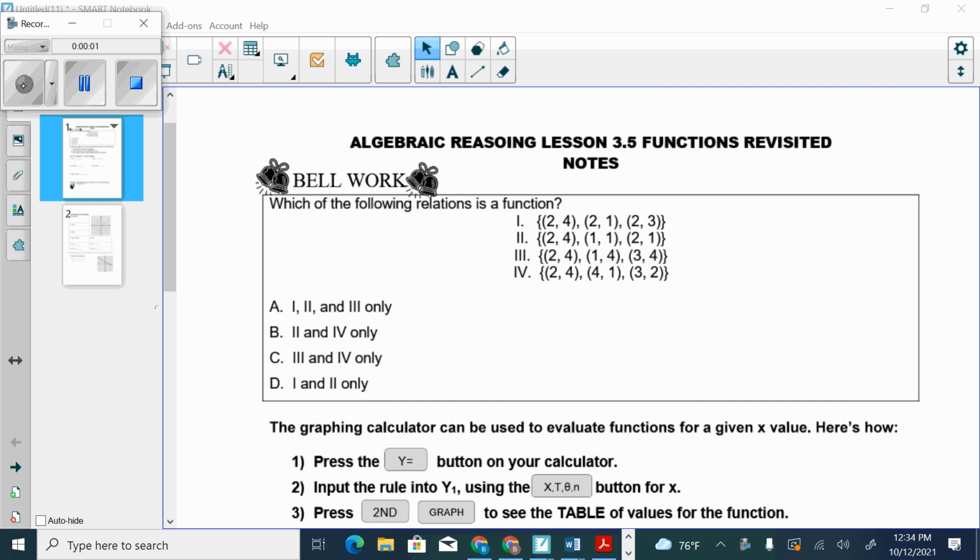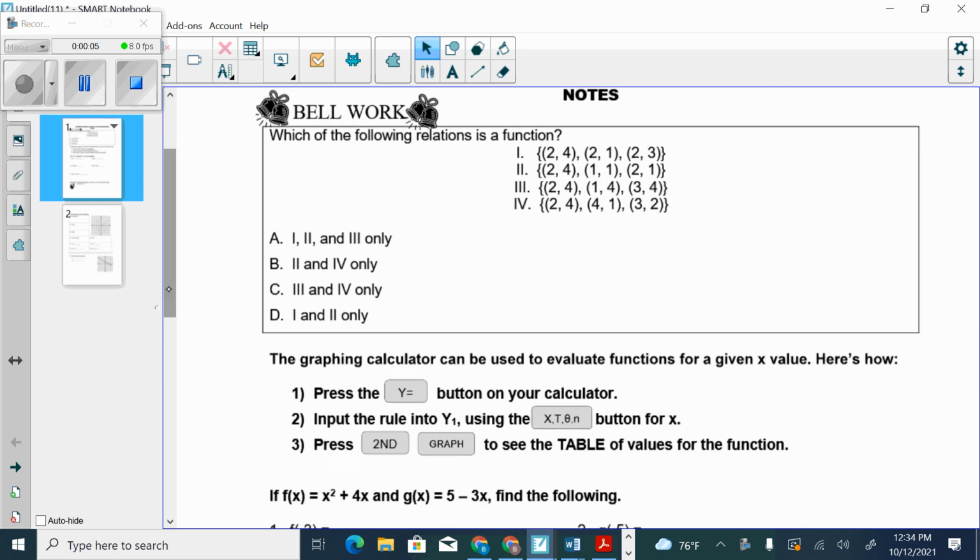Which of the following relations is a function? So what determines whether something is a function or not? Right, x's can't repeat. So do my x's repeat on 1? Yes, all of them repeat. So this one's not a function.